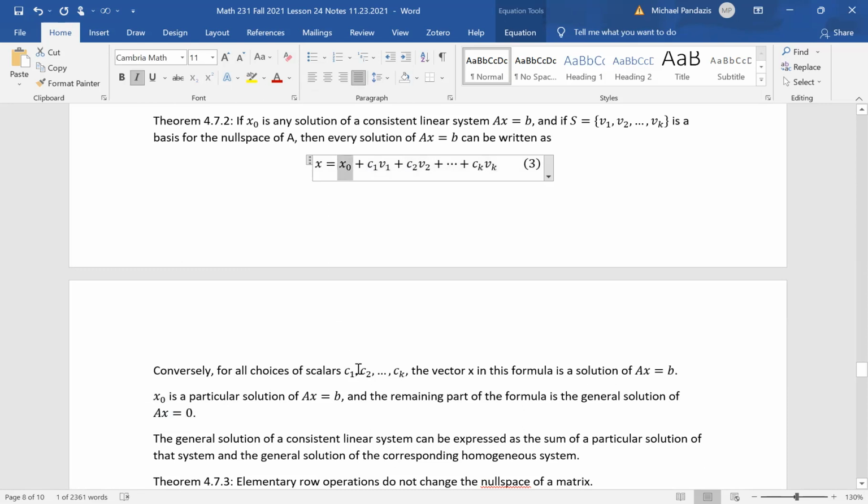If you add any particular solution of AX equals B, that gives you a general expression for all the solutions of AX equals B. This alone, what I'm highlighting, gives all the solutions of AX equals 0. This is a particular solution of AX equals B. Adding them together gives you a general solution for all the solutions of AX equals B.